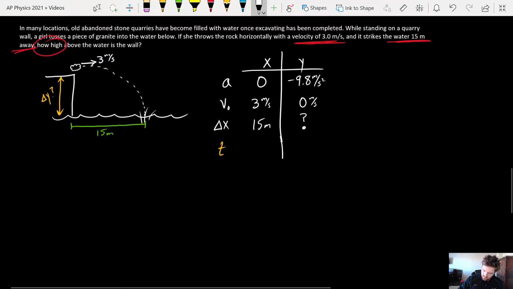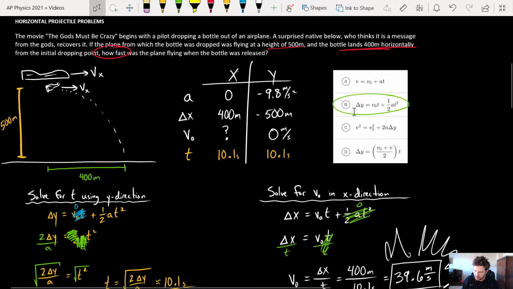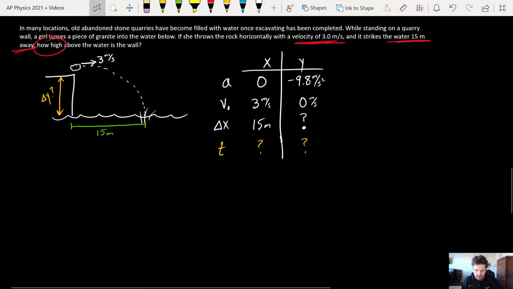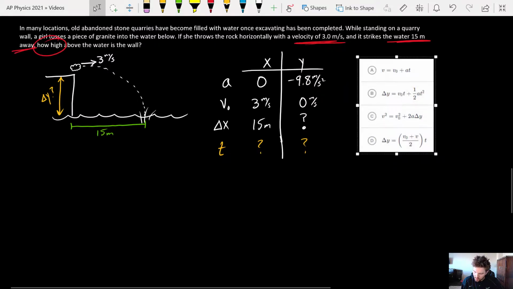There we go. Similar to the previous ones, right? If I can find time in the x, then I can just share that over with the y direction. Okay, so let's pick an equation. I'll grab this down here, put it here, because I don't know what it is going to be. Looks like the same variables, so we're going to use the exact same equation again. What do you know? This is one of the most widely used equations in kinematics. So I'm going to solve for time using the x direction.